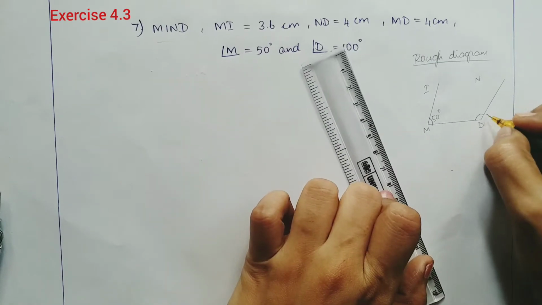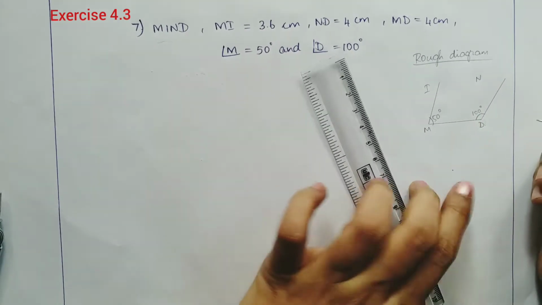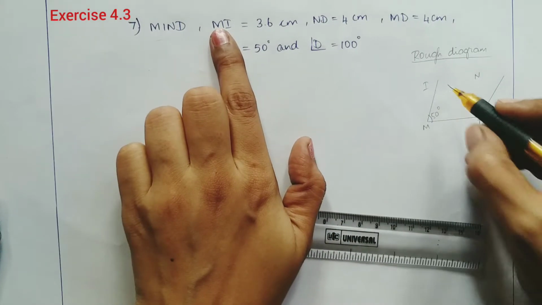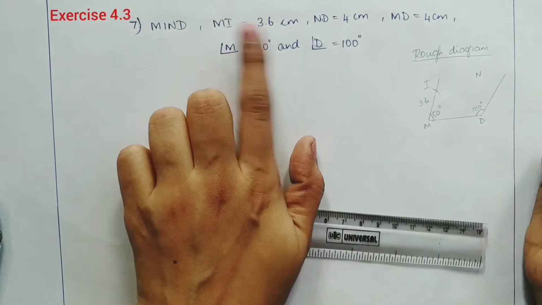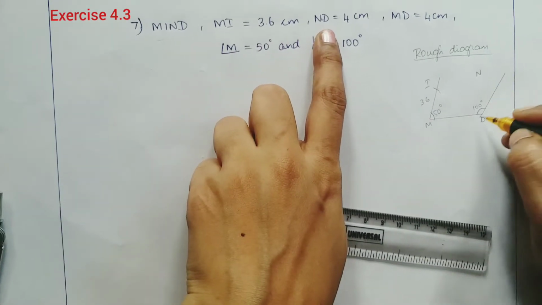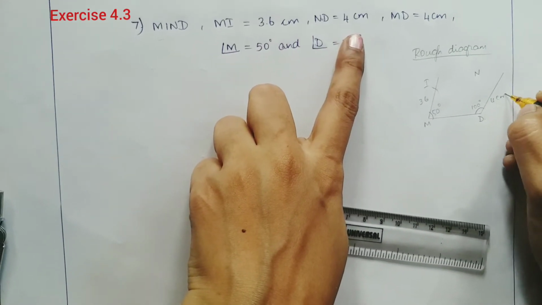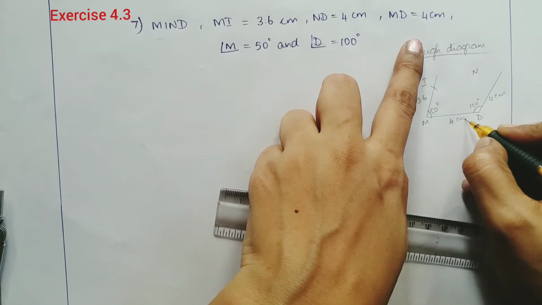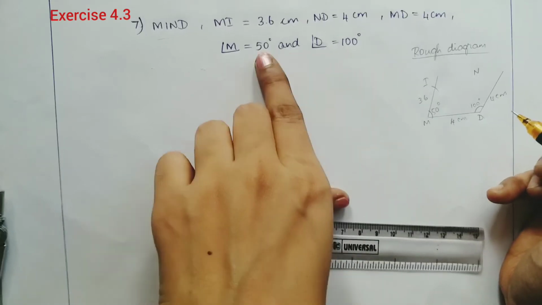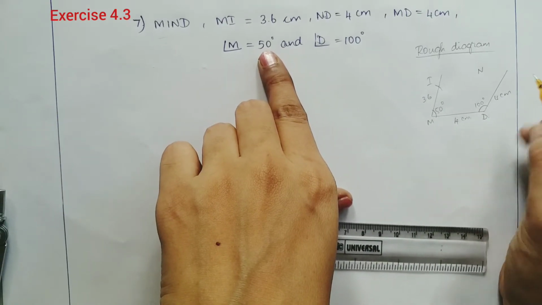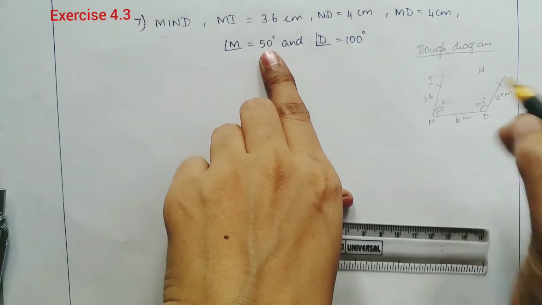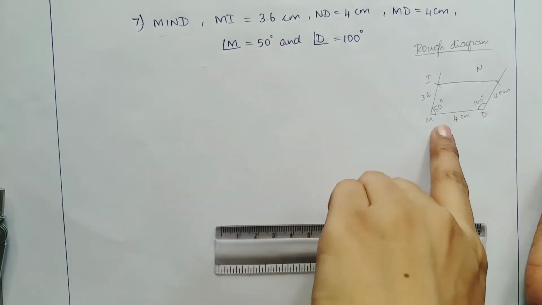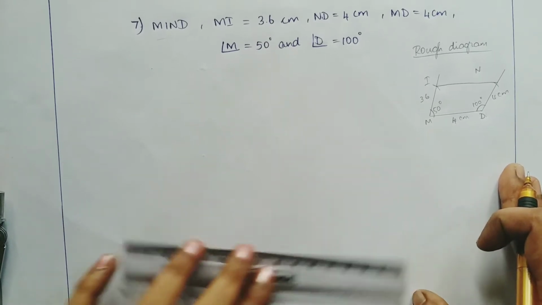Obtuse angle, the mouth will be opened wide. Okay, and then now I am going to consider this MI 3.6 centimeter and then ND is 4 centimeter. This MD we have already drawn as 4 centimeter. Okay, now you are going to join this line I and N. Okay, so this is the required quadrilateral. Shall we construct the fair diagram now?